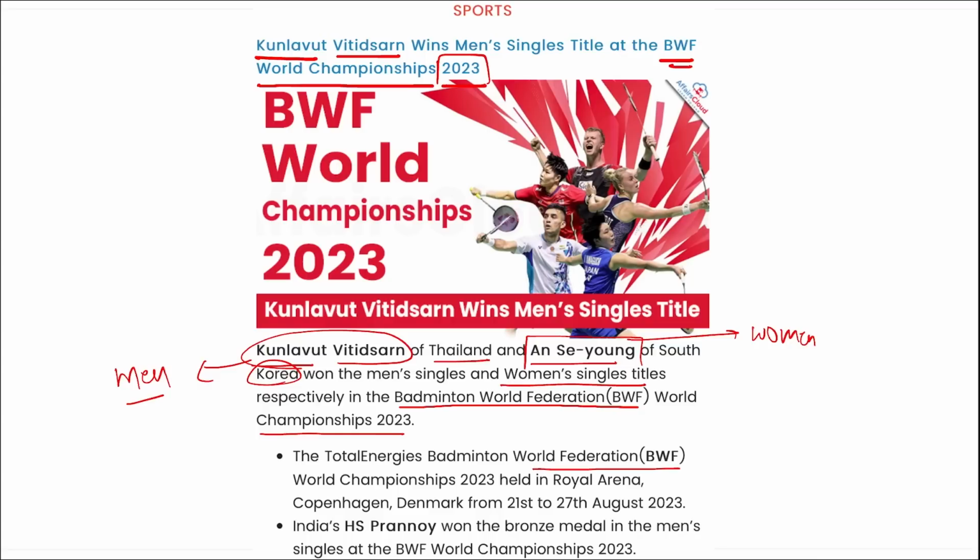This BWF World Championship was held in Denmark. It was from 21st to 27th of August, and India's HS Prannoy has won the bronze medal in the men's singles at the BWF World Championship. So remember, which medal did India win here? So India won third position, or the bronze medal, in this BWF World Championship 2023 that was held in Denmark.